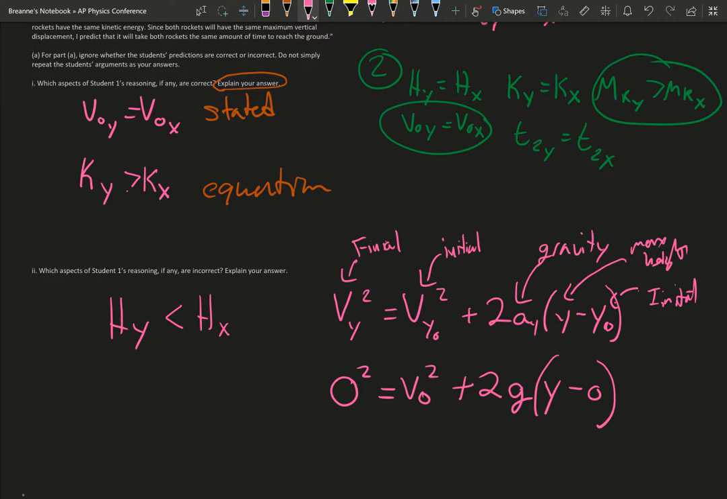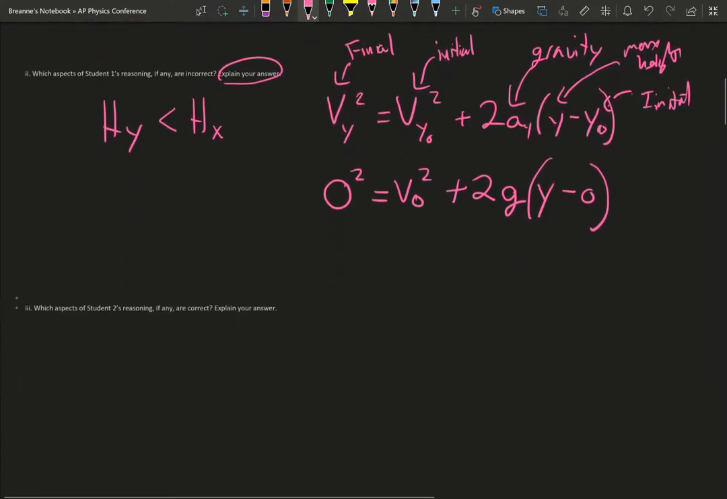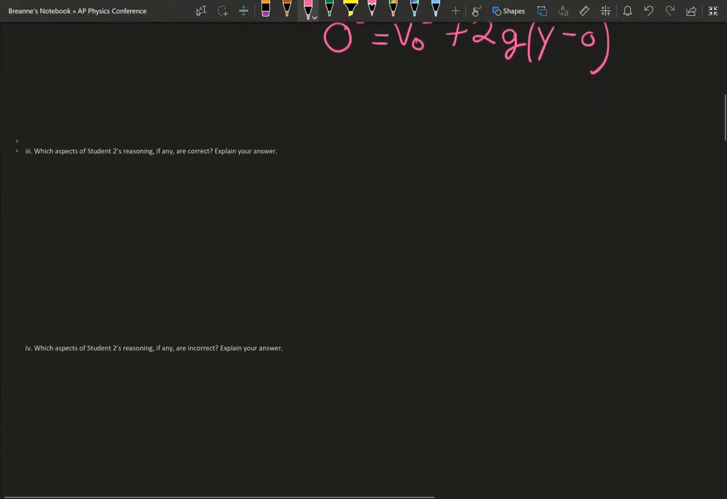If you want to throw this equation in there somewhere and break it down, that'd probably be good, more of explaining your answer. But yeah, so there we go. So that's breaking down student 1. So guess what we get to break down now? We get to break down student 2.